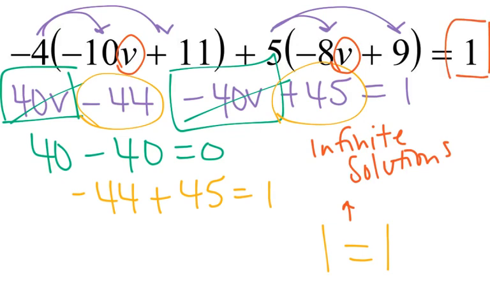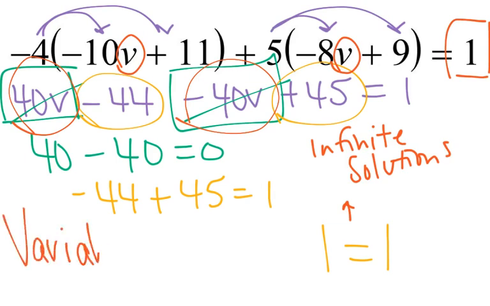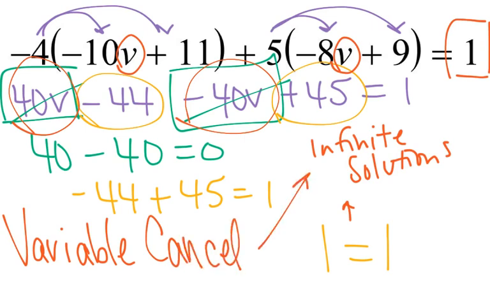And the red flag for that, or where it all started in terms of my brain thinking, oh, I'm going to get a special case, happened when the variables canceled. So remember that when the variable cancels, you are looking at a special case, which in this case was infinite, and the reason being is because I was left with an equation that equaled each other. It was a true equation.